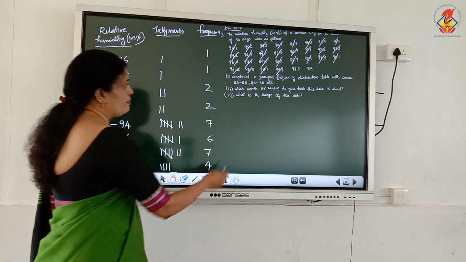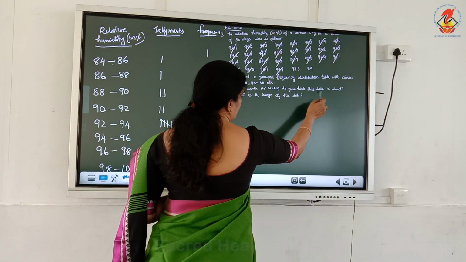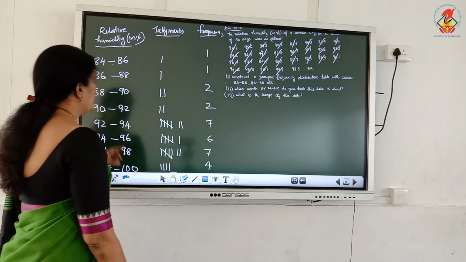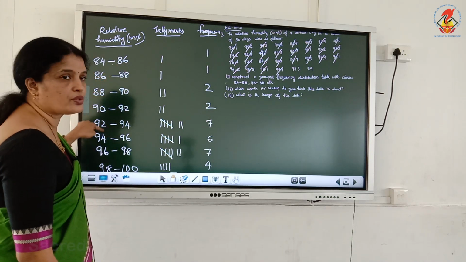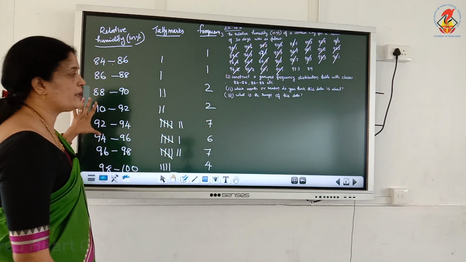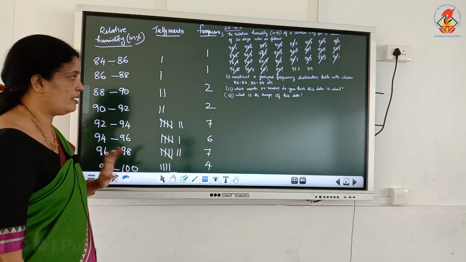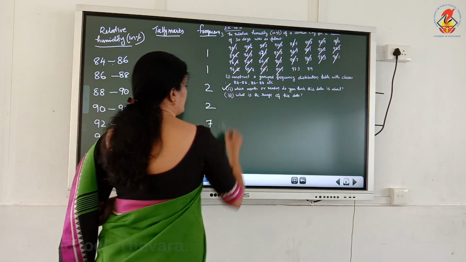Which month or season do you think this data is about? Here, humidity is quite high, that means this is a rainy season. Okay, second answer: rainy season.